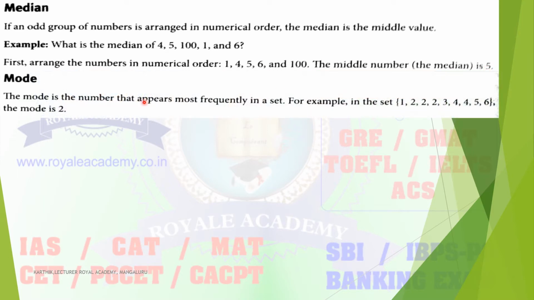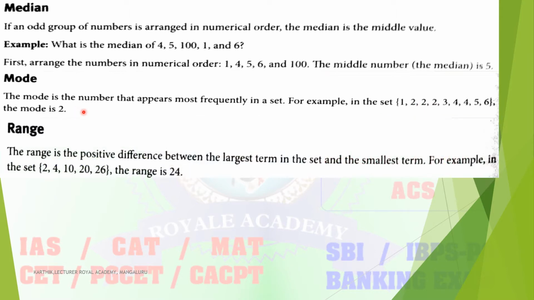Next, mode is nothing but the digit in that set which repeats more times. So in that series, which number is repeated more times? 4 is repeated 2 times. 2 is repeated 3 times, so mode is 2. Next, range.